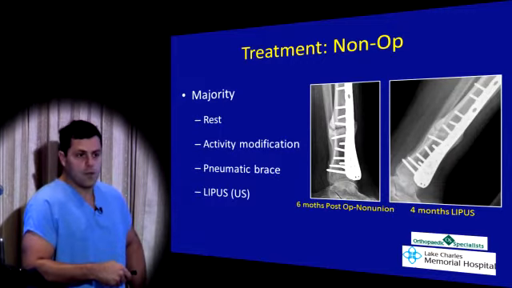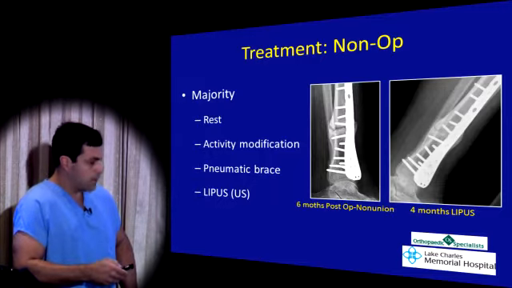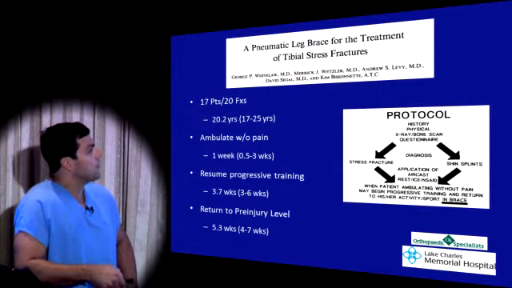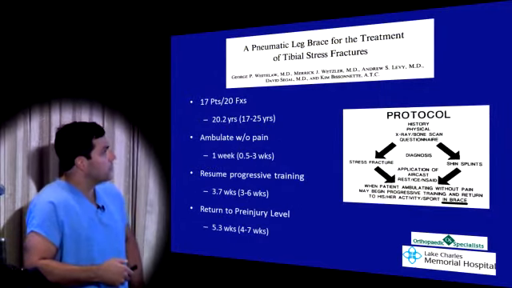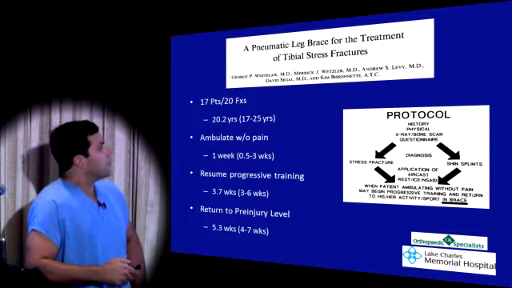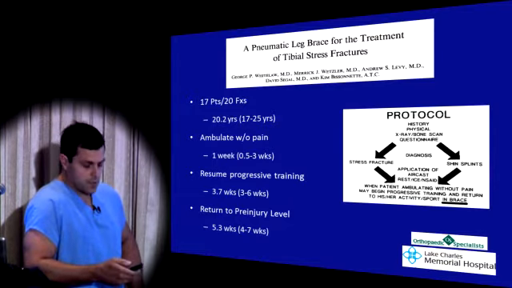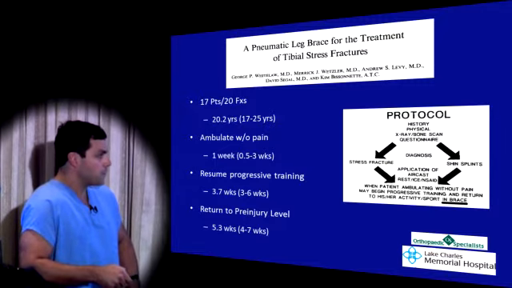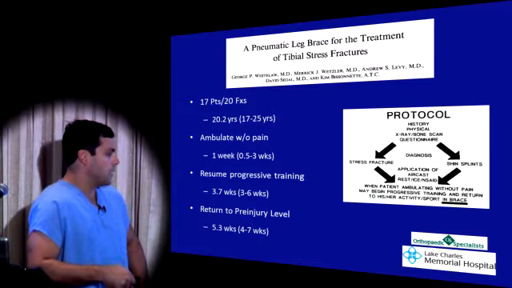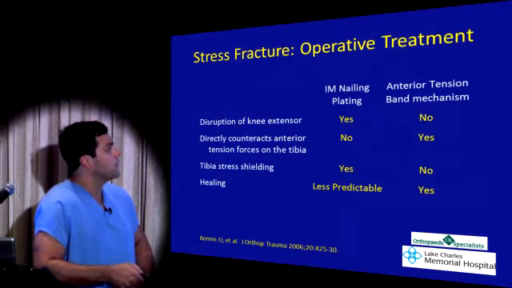Pneumatic braces, compressive braces are one option if they haven't broken. Ultrasound is another option. In this one we actually did do ultrasound and it healed. So this is just talking about leg braces. Basically what you do is you ambulate. In this study, you get a stress fracture or shin splints. Either one can be treated in a pneumatic brace. When they can ambulate without pain, you can begin to advance them. Usually 5 weeks to return to activities. The ones that don't return are the ones that need operative intervention.